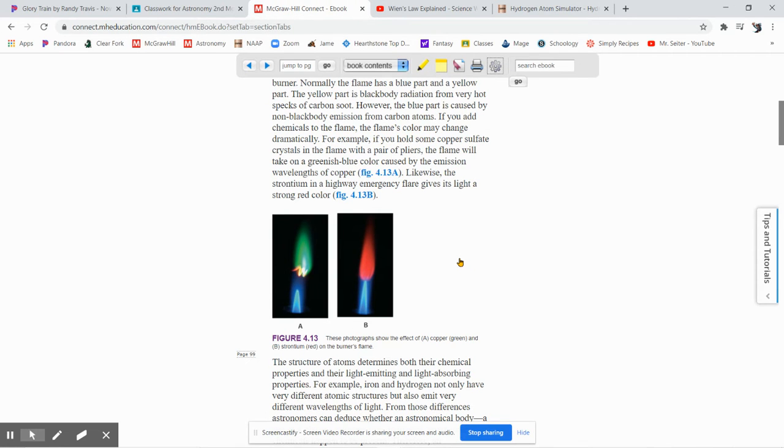And if we take different elements and put them in that flame, this right here is copper, and the copper sulfite is going to turn the flame green, whereas strontium, on the other hand, will turn it red. And it does this because of the electrons moving back and forth between the orbits. They have different numbers of electrons. They have more protons, different electrons. Therefore, they're going to give off a little bit different shades of color.